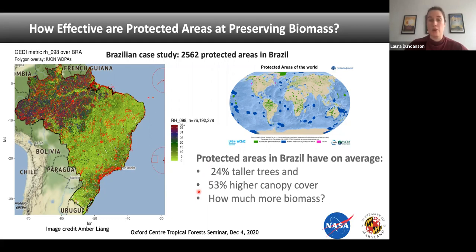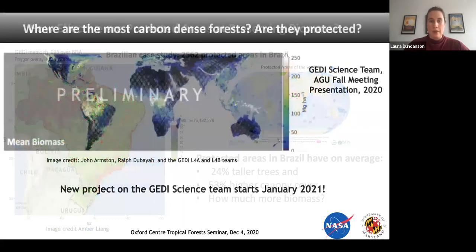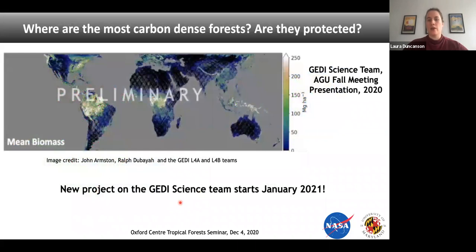So that's one project that we're working on right now. And then a second one that's just getting going early next year, in January, is my new GEDI science team project. We're doing almost the inverse of the last project. We're looking again at protected areas, but we're also making a map of global carbon hotspots. So where are all of the biggest, most carbon-rich forests according to GEDI? And then what proportion of those fall in protected areas?